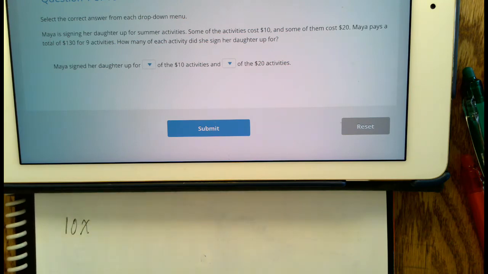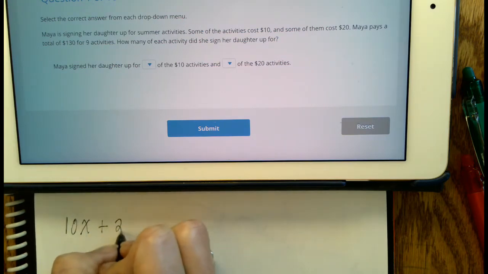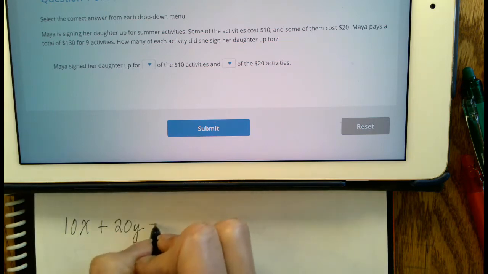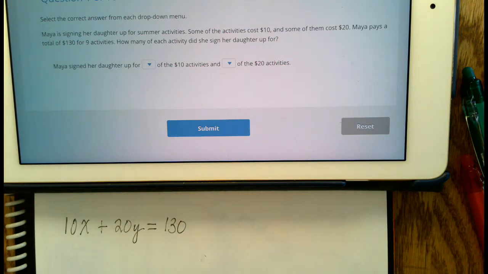So you can just see that 10x at the bottom of the page. And then some of them cost $20. So this is a different activity. So $20. And then when we look at the rest of the problem, it says Maya pays a total of $130. Well, remember, this is all money. So this is going to equal $130.